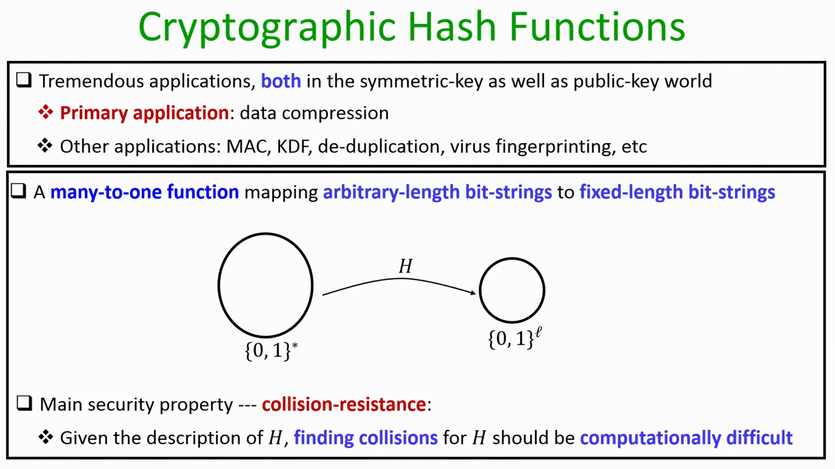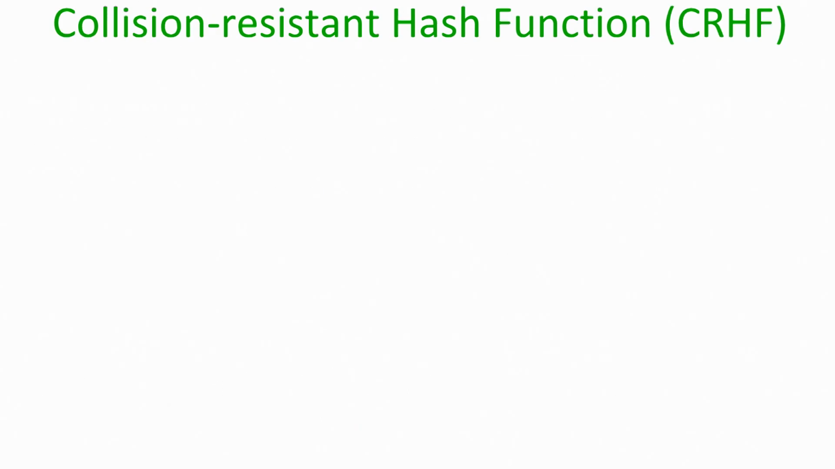Property wise we require many properties from cryptographic hash functions, but the main property which we are interested in and which we will discuss in this course is the collision resistance property. Informally, collision resistance means that a computationally bounded adversary, even if it knows the description of this function h, should not be able to find a collision, a pair of distinct inputs which give the same hash value, except with some negligible probability. That means it should be computationally very difficult to find collisions in a reasonable amount of time.